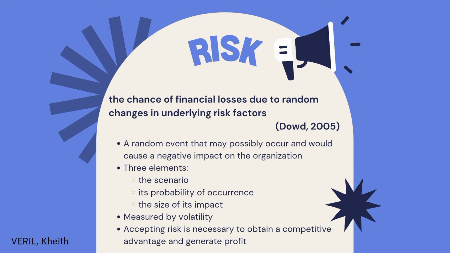Risk has three elements, namely the scenario, the probability of occurrence, and the size of its impact if it did occur. Volatility is how risk is measured. Volatility is how fast or rapidly and unpredictably things change. So, the higher the volatility, the riskier it is.